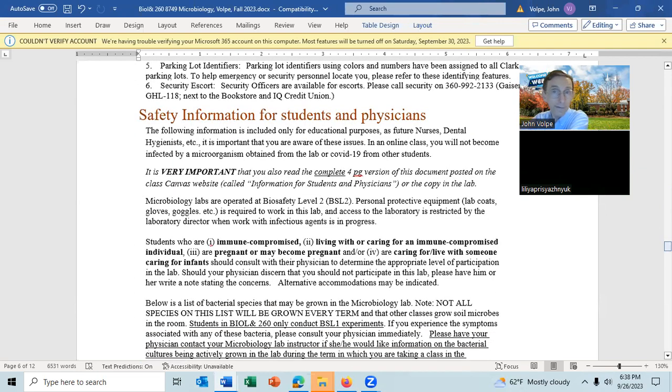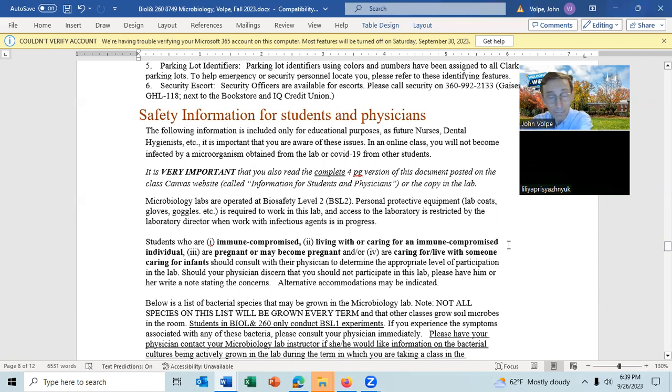Safety information for students and physicians. The following information is only included for educational purposes. As future allied health sciences people, it's important to be aware of these issues. For an online class, though, you will not become infected by a microorganism because everything we do will be done online. But it is important to read and understand about this.